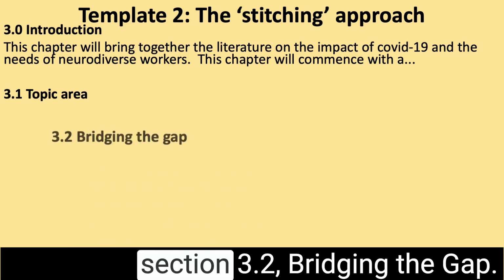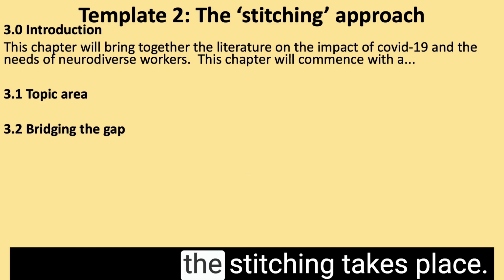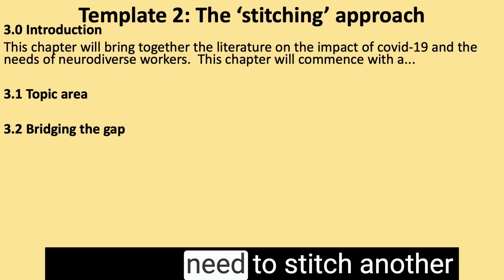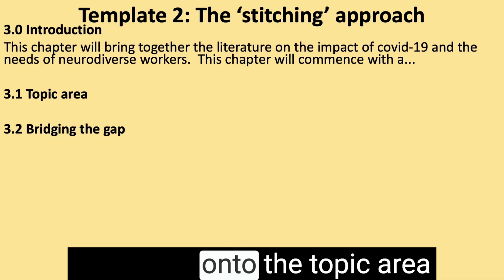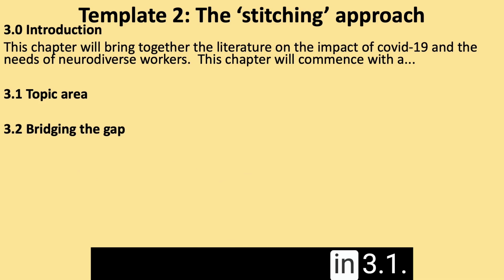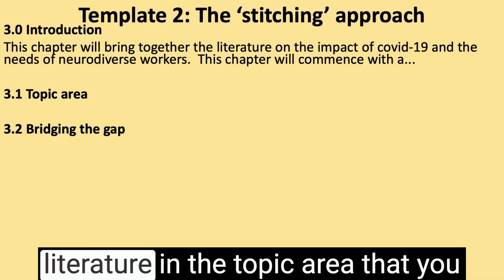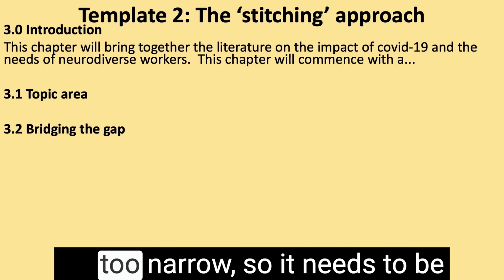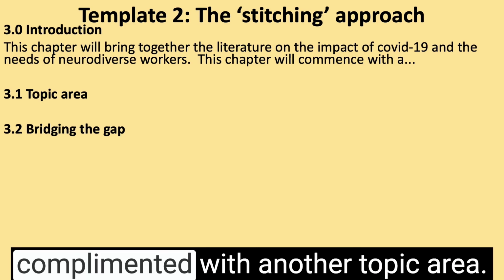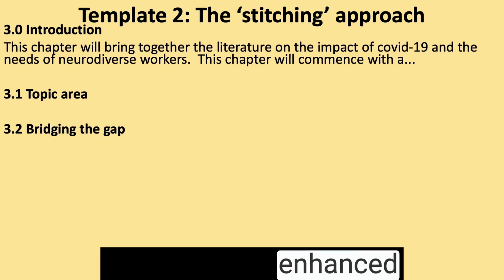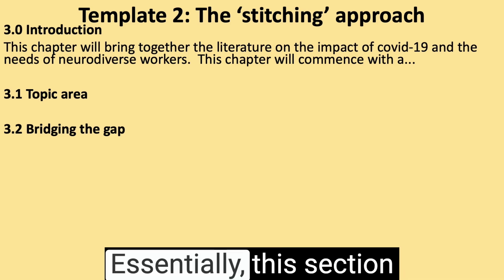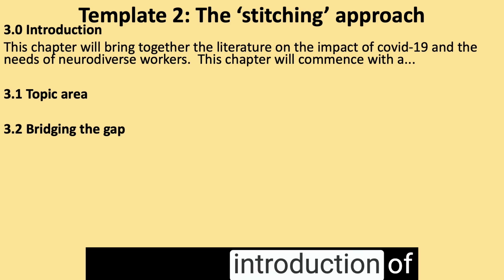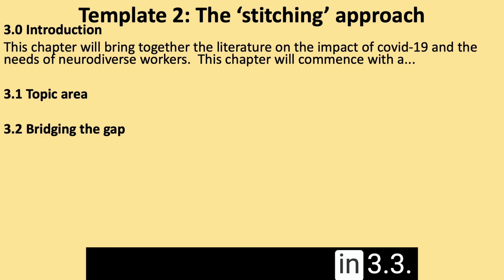In the next section, 3.2, bridging the gap. This is where the stitching takes place. Justify the need to stitch another topic area onto the topic area that you discussed in 3.1. You may mention that the literature in the topic area that you discussed in 3.1 is too limited or it's too narrow, so it needs to be complemented with another topic area. It needs to be enhanced with another topic area. Essentially, this section sets up the introduction of a second topic area in 3.3.